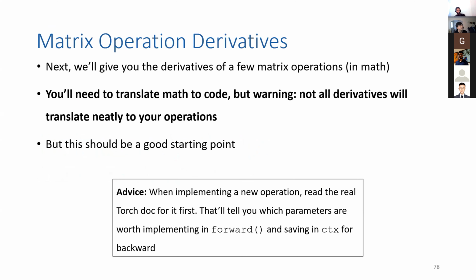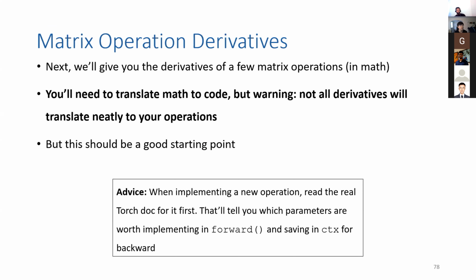But yeah, I'm going to give you descriptions of the derivatives, and also give you some stuff in math. So you'll need to translate the math and ideas here to code, but it won't necessarily translate 100% neatly. So just be aware of that, you have to actually convert it to the AutoGrad framework. But this should be a very good starting point nonetheless, because I give some pretty big hints.